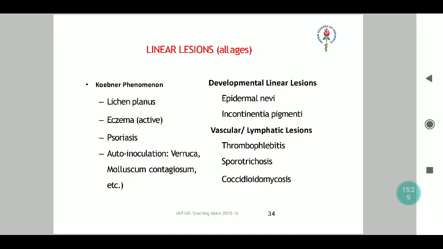Now, Koebner phenomenon is seen in lichen planus, in active eczema, psoriasis, or in auto-inoculation because of verrucae or molluscum contagiosum. And developmental linear lesions are seen in epidermal nevi or in incontinentia pigmenti. The other vascular lesions which can be linear include thrombophlebitis, sporotrichosis or coccidioidomycosis in immunocompromised children.